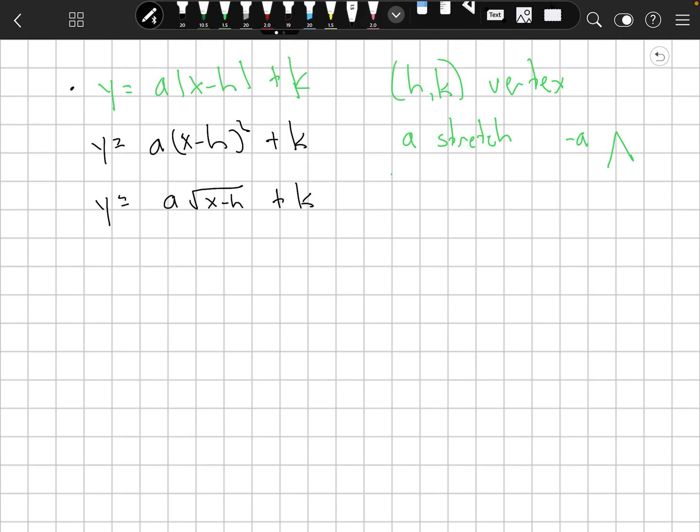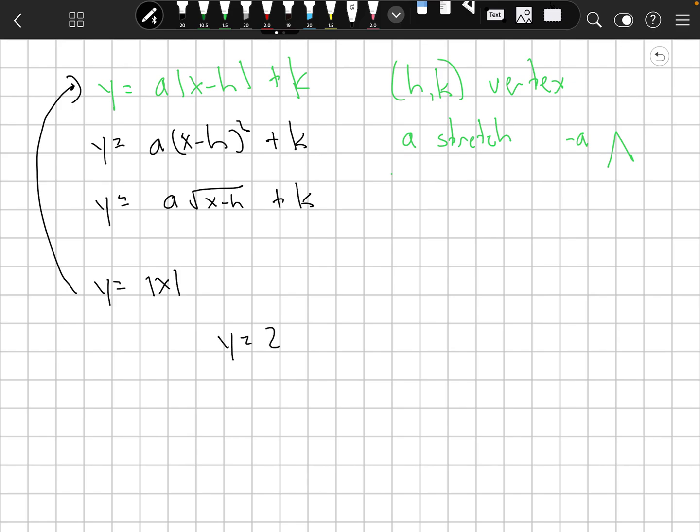So I hope this helps you with being able to take a look at a parent function like this, and then compare it to what you've got, and be able to transform that function anywhere on the graph, reflect it over the x-axis, and make it wider or narrower, do all of those things. Let's practice just one and we'll call it good.